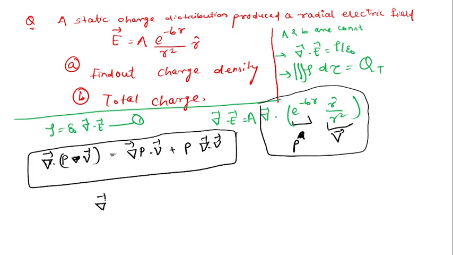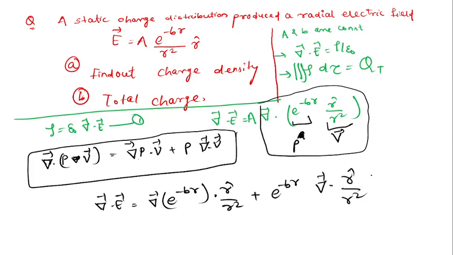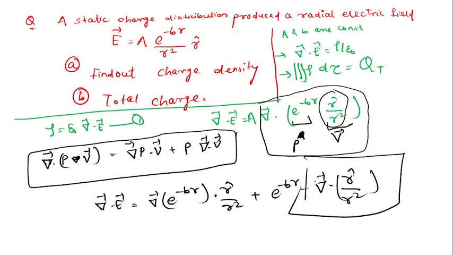So we get del dot E is equal to gradient of e to the power minus br dot r cap upon r square plus e to the power minus br times del dot of r cap upon r square. The value of del dot r cap by r square is a well known thing, and it comes everywhere in electrostatics where the potential diverges at some point.